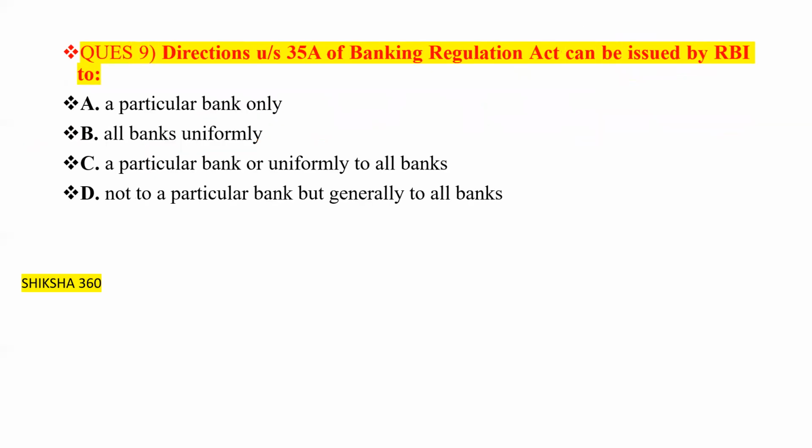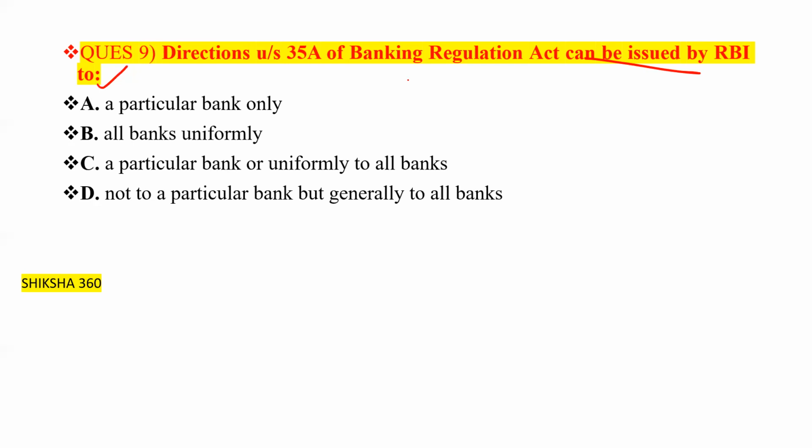Now move to the next question, question number 9. So directions under Section 35A, clear? Directions under Section 35A of the Banking Regulation Act can be issued by the RBI too. You know that the direction they have given under Section 35A is basically for the interest rates, clear? And those guidelines are for the specific and for the overall management of the bank, clear?